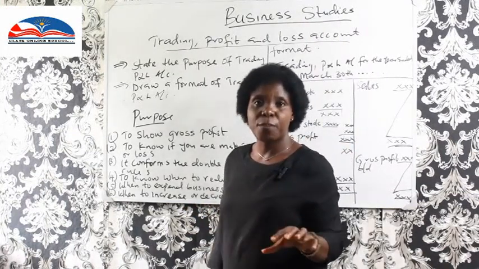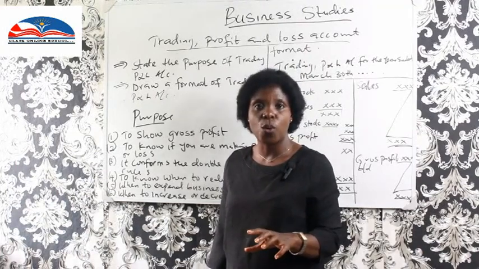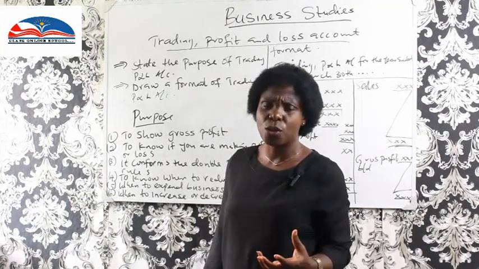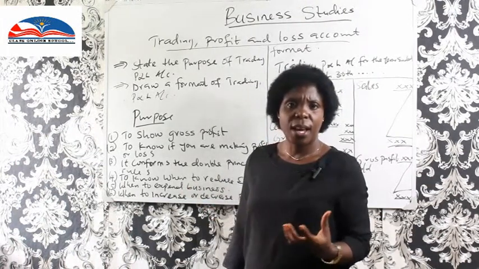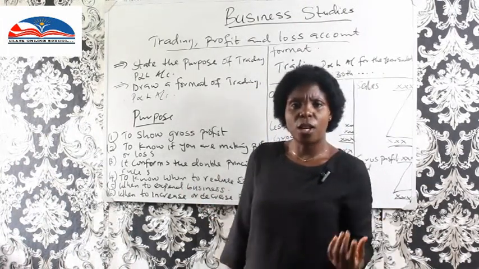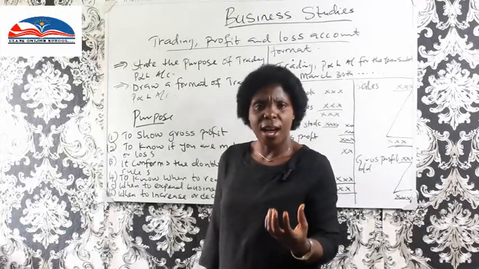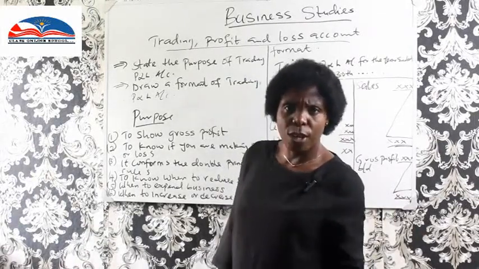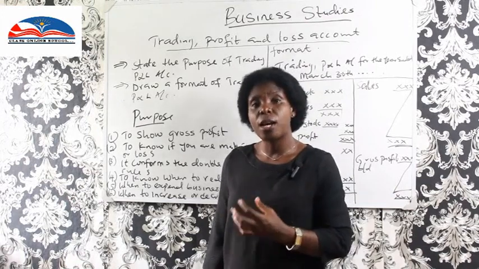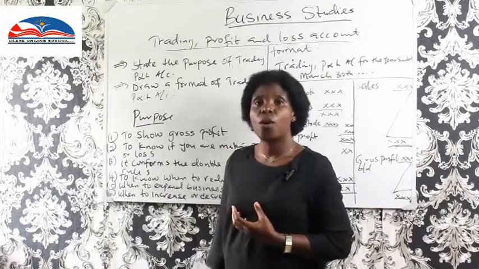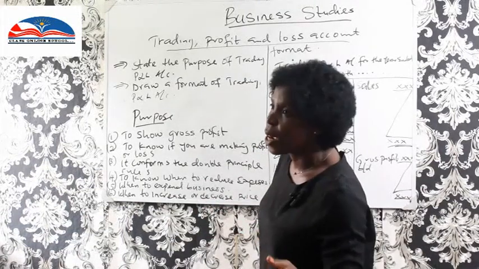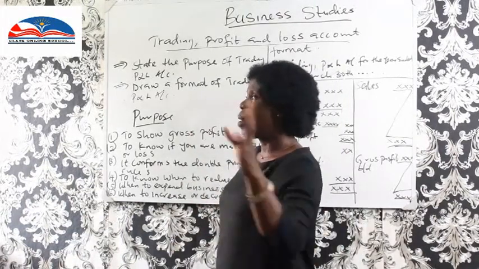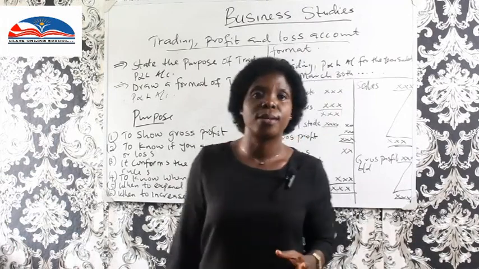If you're making more expenses, you have to look inward and see why you are making these expenditures. Then you have to look at your competitors and see, are their prices more than yours? If you look at it and their prices are high because of the expenditure coming with the product, that means you're going to increase the price of your product. So trading profit and loss account helps us to appraise all of these areas.